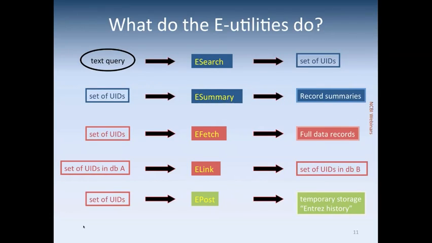If you have a set of UIDs in a particular database, for example, gene, and you wanted to find proteins, that's what ELink can do for you. So ELink will take a set of UIDs in a particular database and return you a set of UIDs related to those IDs in a different database. So you can give ELink gene IDs, and it can give back to you protein IDs, PubMed IDs, nucleotide IDs, etc., that are linked in some particular way to the input set of gene IDs.